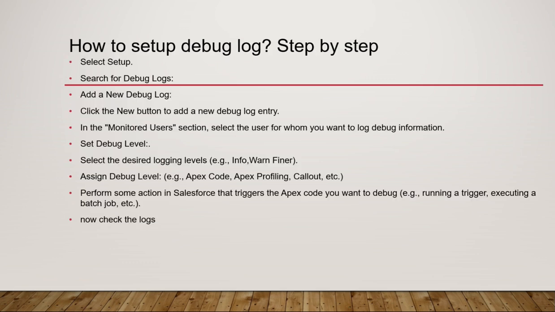Now, how do you set up a debug log? Basically, you have to go to Setup, then select the debug log option, and select the user you want to monitor. You can set up the logging levels, info, warn, finer, and what level of logging you want, and what you want to debug, Apex code, profile, etc.